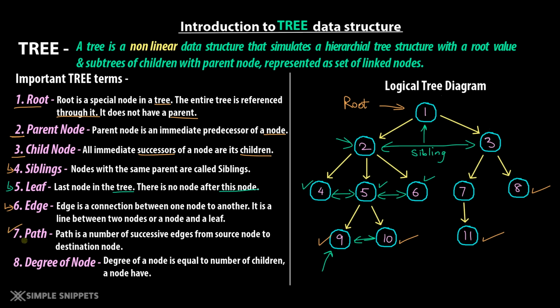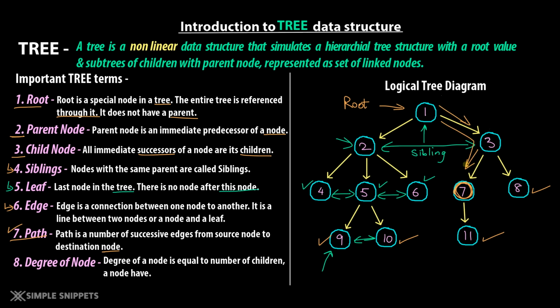The next term is the path. A path is a number of successive edges from the source node to the destination node. So if the destination node is 7, and I just mentioned that we will start from the root node only, the path would be this edge and then this edge, right?